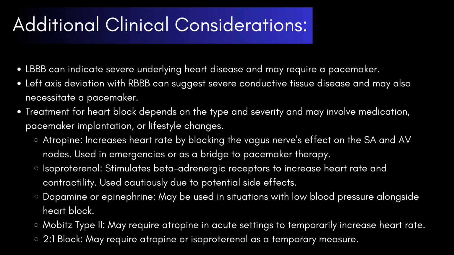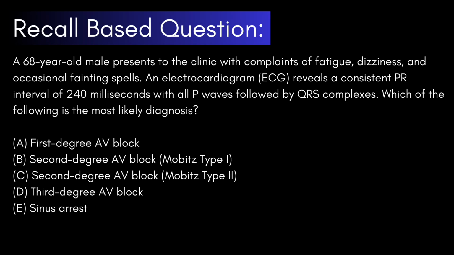All right, guys, now that we have covered all of the content, let's go ahead and take a look at some questions to review the knowledge you have gained so far. A 68-year-old male presents to the clinic with complaints of fatigue, dizziness, and occasional fainting spells. An electrocardiogram, ECG, reveals a consistent PR interval of 240 milliseconds with all P waves followed by QRS complexes. Which of the following is the most likely diagnosis?